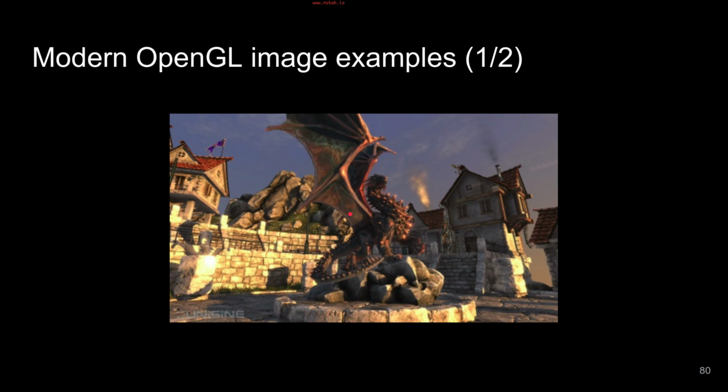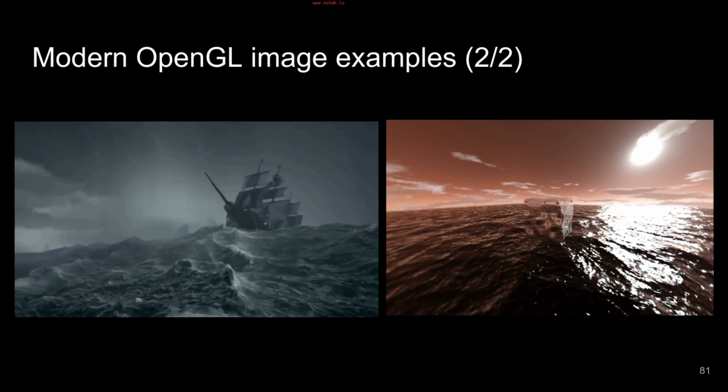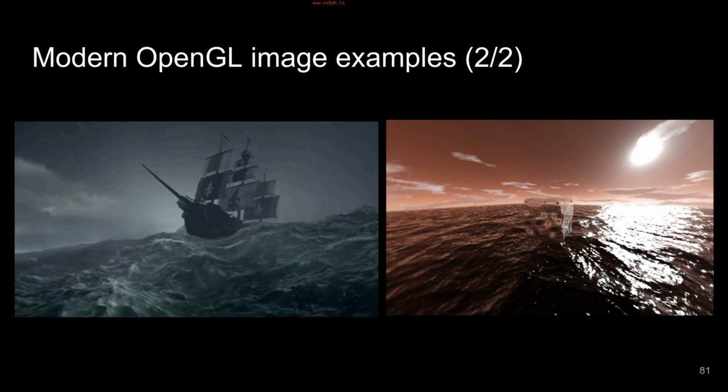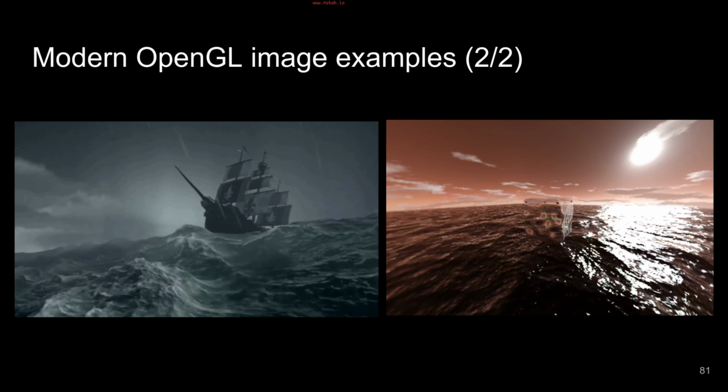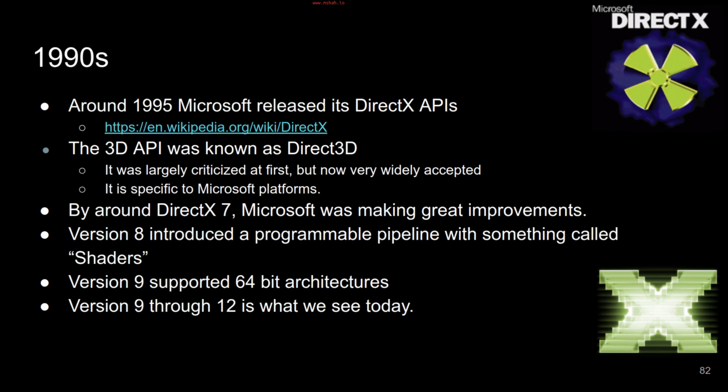So some modern OpenGL examples. There's probably even better ones these days, but things are looking pretty good, right, for real-time graphics. Some cool stuff you can do. Water traditionally is a good benchmark of how realistic the scene is. So we have that.